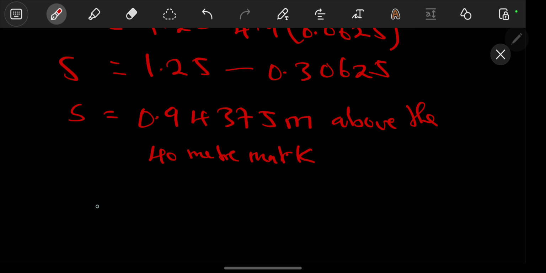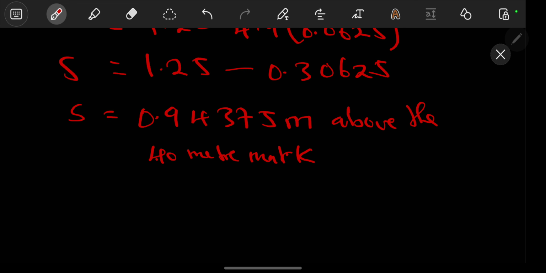If you don't want this, you can just add 40 plus this to get 40.94375 meters from the ground. So either you can represent it like this, but if you have found your position, you say above the 40-meter mark.